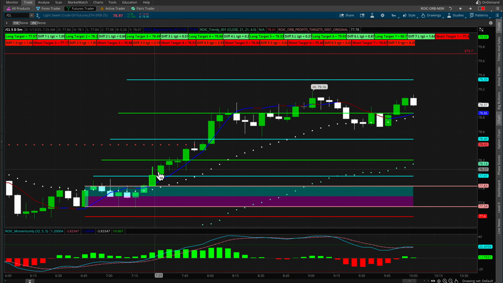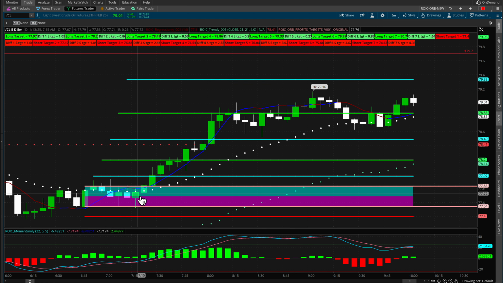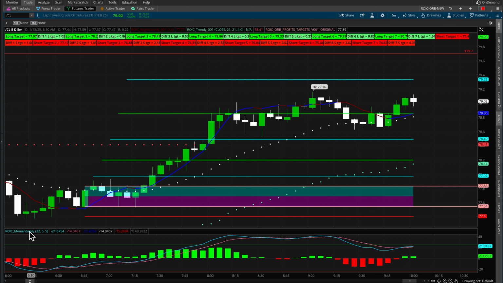Okay, as long as we're above it, we're going long. And if we're below it, we're going short. Okay, so that's 2 confirmations, right? Then we also have Momentumly. As you can see, we're starting to cross up and we're starting to move up. That is the 3rd confirmation, right? We also have green bars here, right? So that's the 3rd confirmation right there.